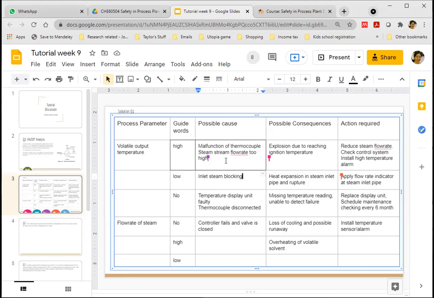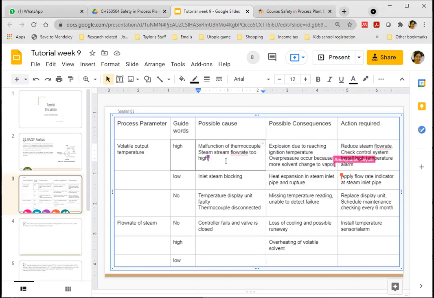But a high steam flow rate, due to an incoming pump failure, compressor failure, or valve failure, that causes it to go to a high flow rate brings in more energy, which might cause your output temperature to be higher.